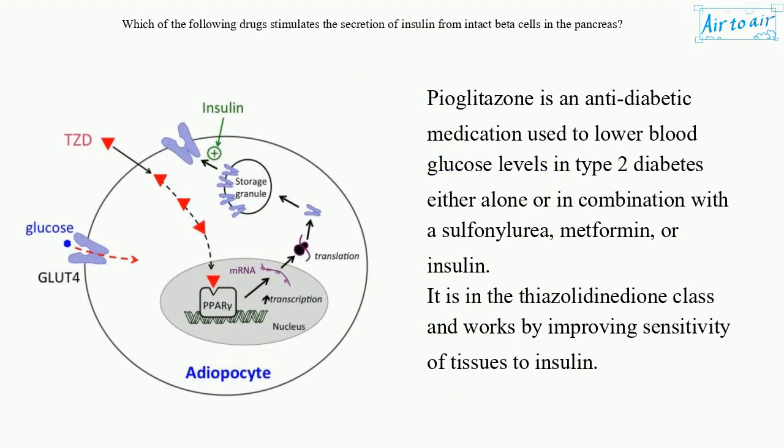Pioglitazone is an anti-diabetic medication used to lower blood glucose levels in type 2 diabetes, either alone or in combination with a sulfonylurea, metformin, or insulin. It is in the thiazolidinedione class and works by improving sensitivity of tissues to insulin.